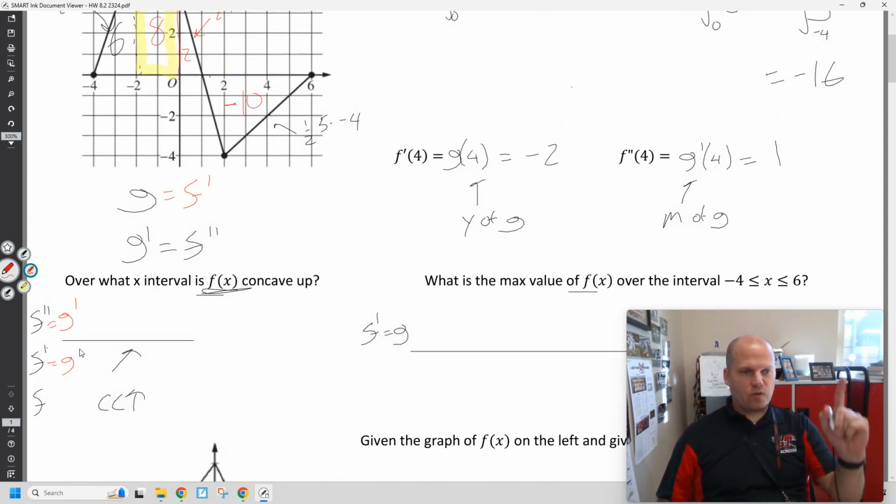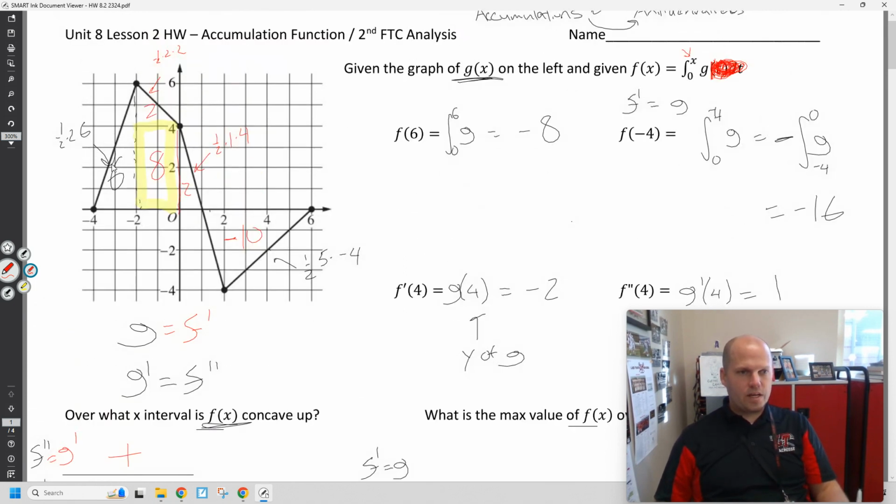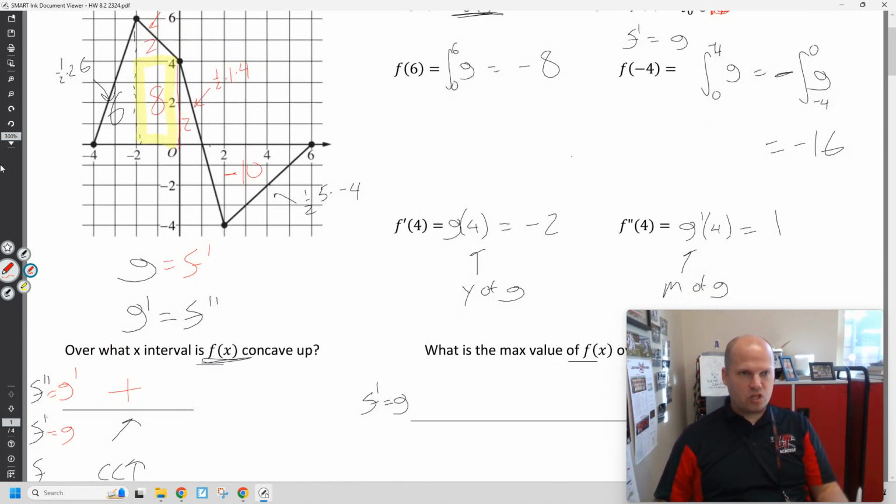I am looking for when G is increasing or when G's slopes are positive. When is G, this is the graph of G, going up? When is its slope positive? -4 to -2, 2 to 6.